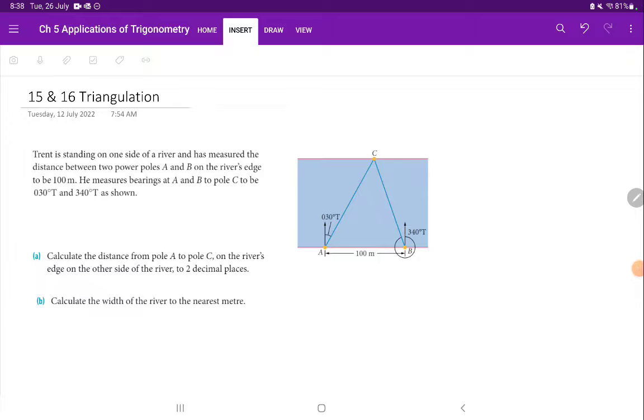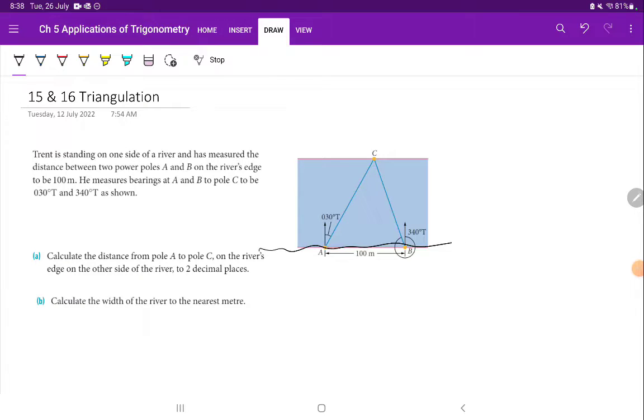So Trent is standing on one side of a river. There's a river running along here, and has measured the distance from two poles, A and B, on the river's edge that are 100 meters apart. That's the 100 meters there. He measures the bearing at A and B to pole C to be 30 degrees true and 340 degrees true as shown. So you can see on the picture where the angles have been put.